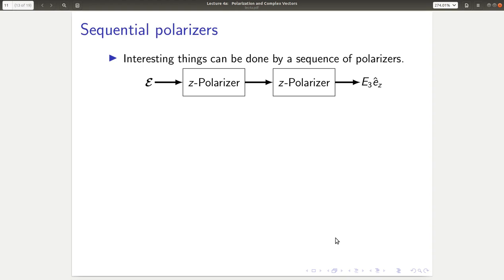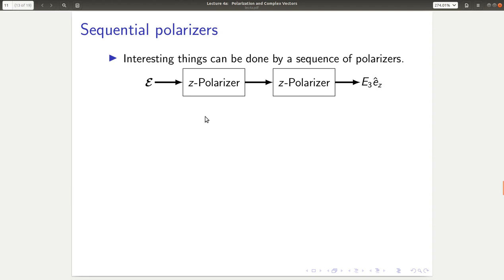Now we can play games and consider sequential polarization. What we are doing here is taking a general elliptically polarized input and sending it through a Z polarizer, and again through a Z polarizer. These two are parallel polarizers. We already saw that the output of the first would be E3 Ez cap, but the second polarizer does nothing, because there is nothing to project out; it's already aligned. You get the same output that you would have got out here.